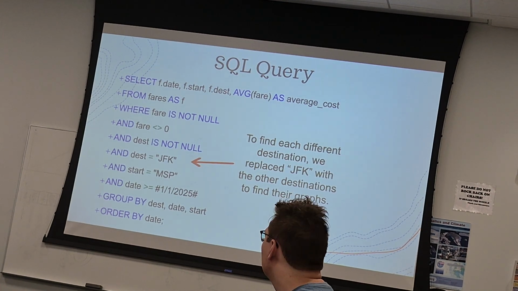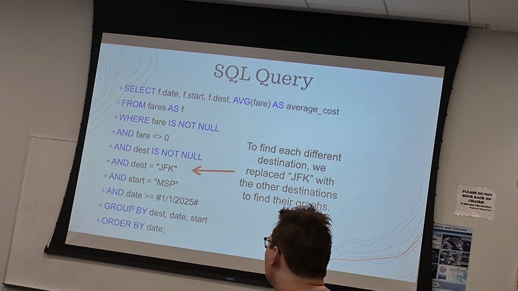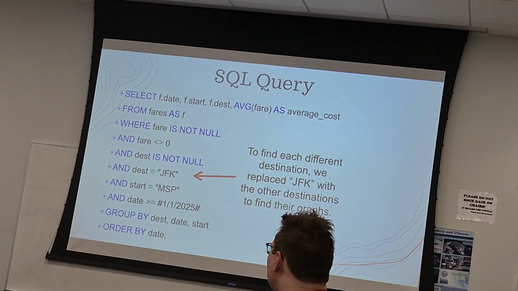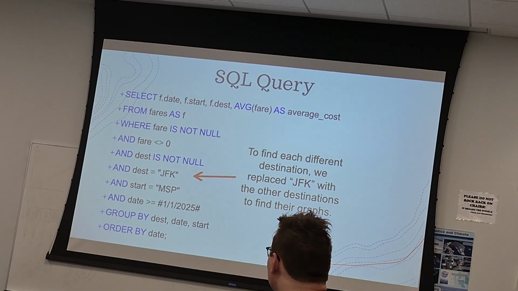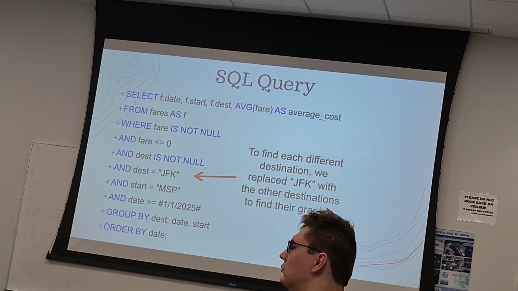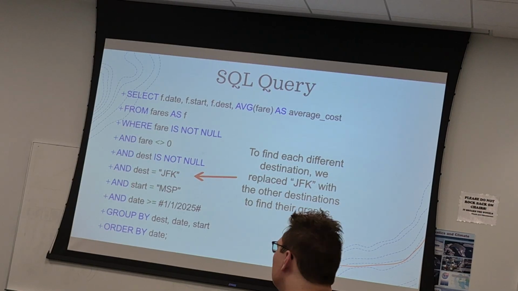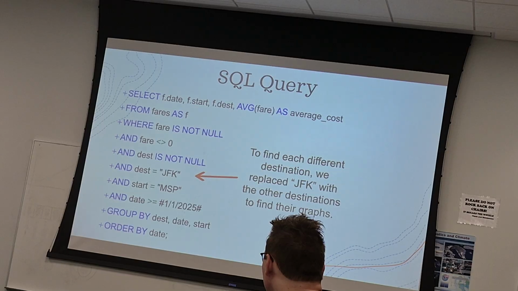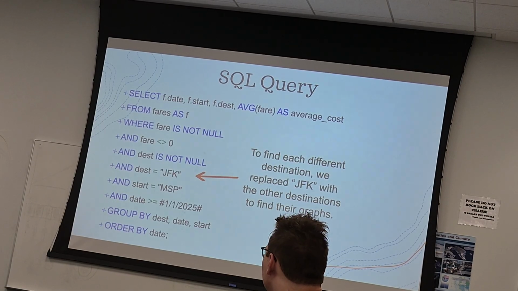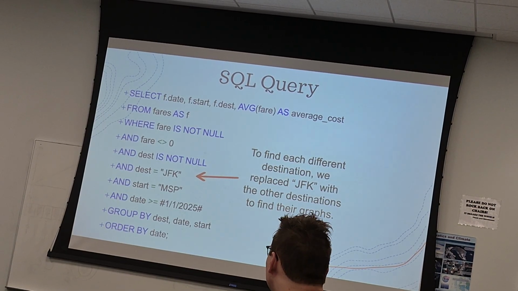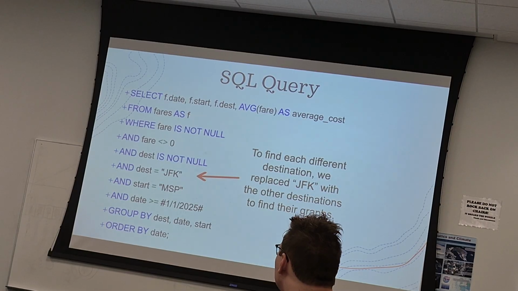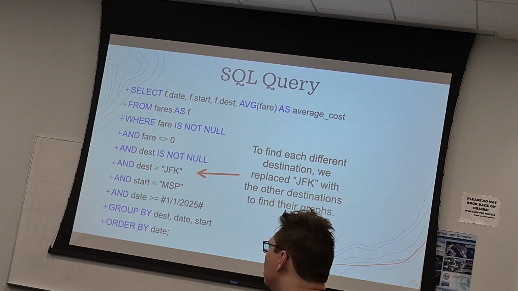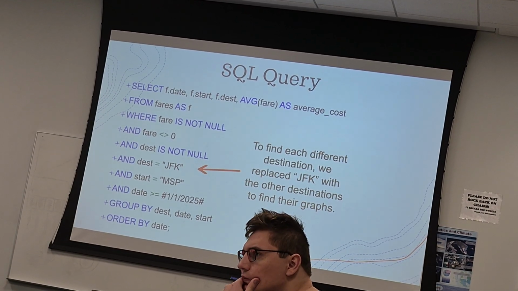All right. And then where the destination was equal to JFK, and then you replace that with BOS or DFW for those different graphs, and the start you set to MSP because some people misspelled that as MPS. So I had to clarify that, and then this date range because some of those were incorrect as well.